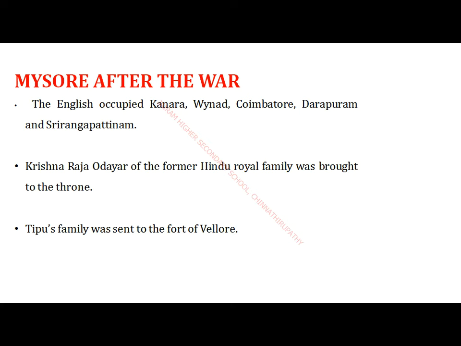It also took place in 1784. Okay, children. The third Anglo-Mysore War happened between two rivals. One is from the side of the British, and the other is the Mysore ruler, especially who is it? He is Tipu Sultan.